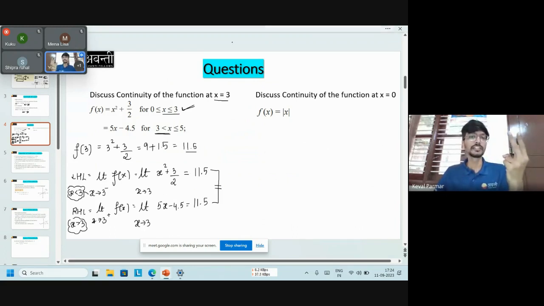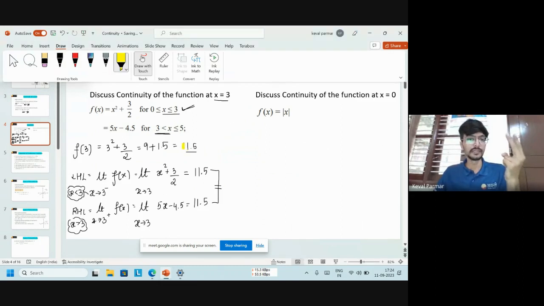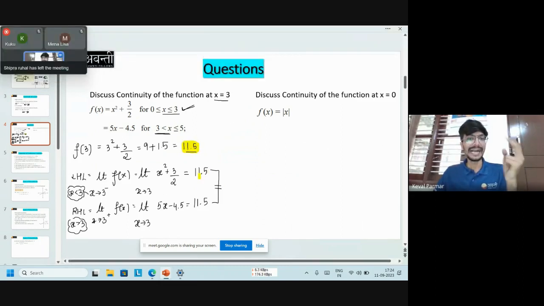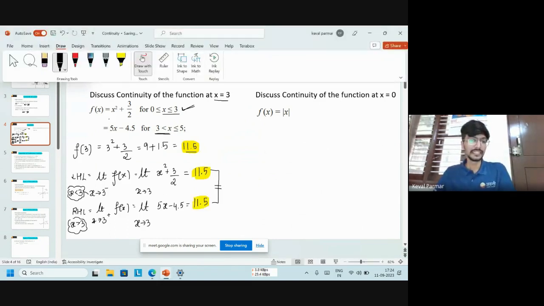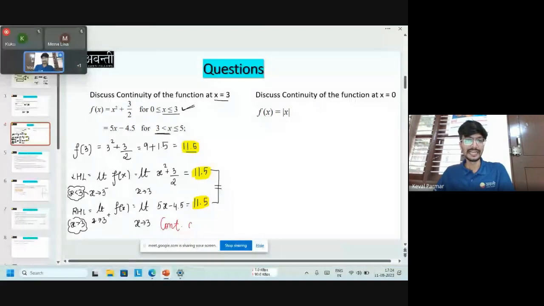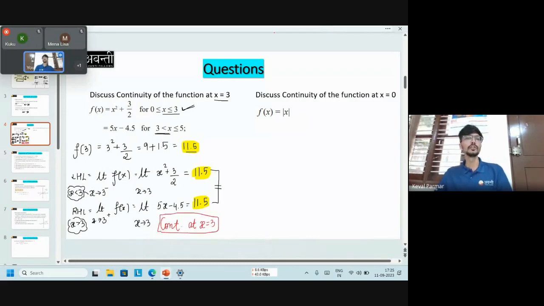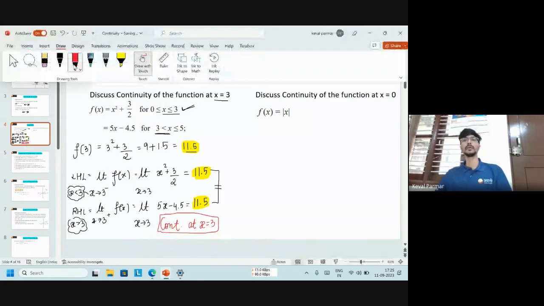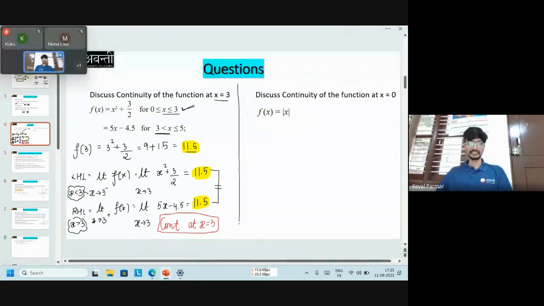Last we have to check that the functional value and the limiting value are the same. The functional value and the limiting value both are the same. That means the function is continuous. I can write the function is continuous at x equals 3. I can easily write the function is continuous at x equals 3. Now, let's look at the next question.